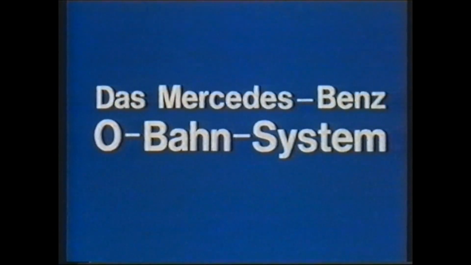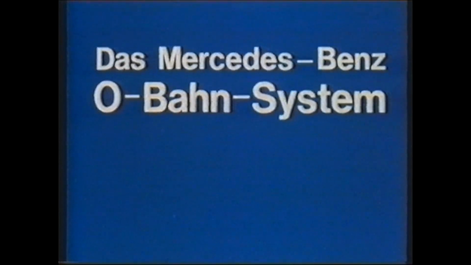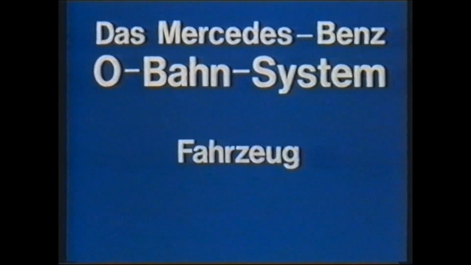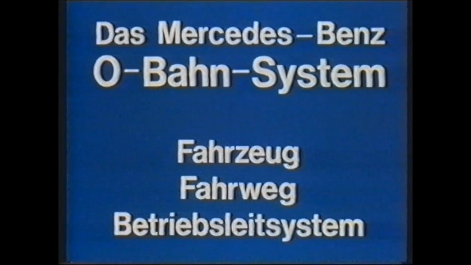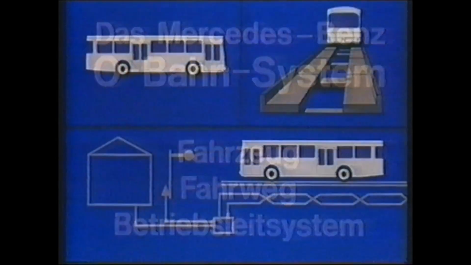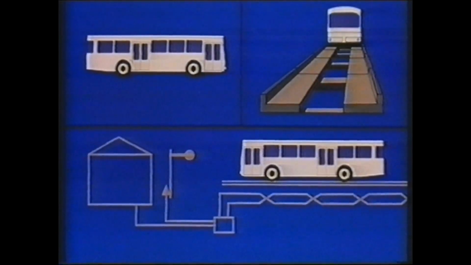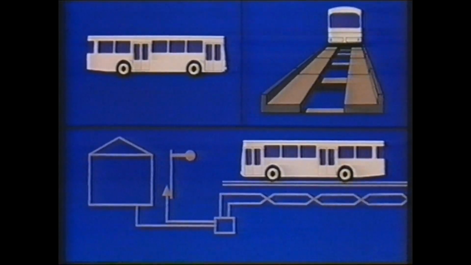by the Mercedes-Benz O-Bahn system. This system consists of three components: vehicle, trafficway and control system. All three components are based on a modular design, making them highly adaptable to different requirements.